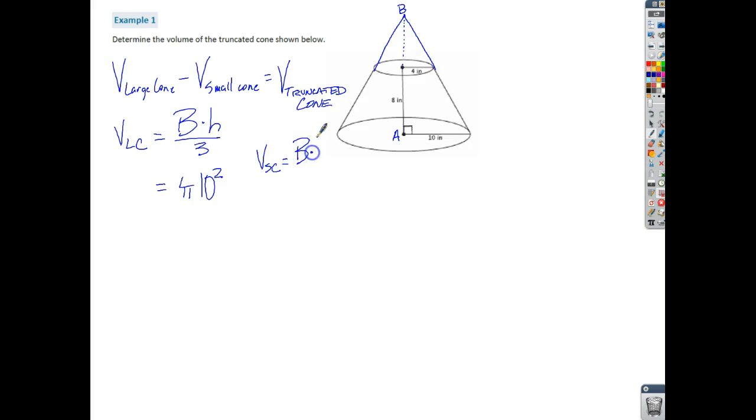Area of the base multiplied by the height divided by 3. That's going to be equal to pi times the radius squared, which is 4 squared, multiplied by, and I don't know the height of that one either. That's this distance. We'll put this point here C, we'll call this D, and this point here E. So what I need to do is find from B to D, that's the height of this small cone. I don't know what that is, so maybe we can call it X.